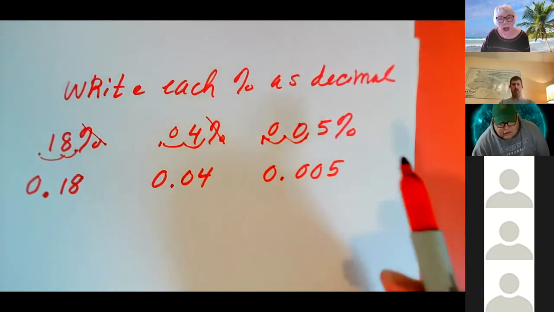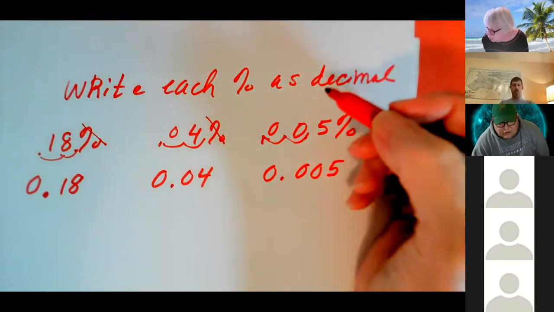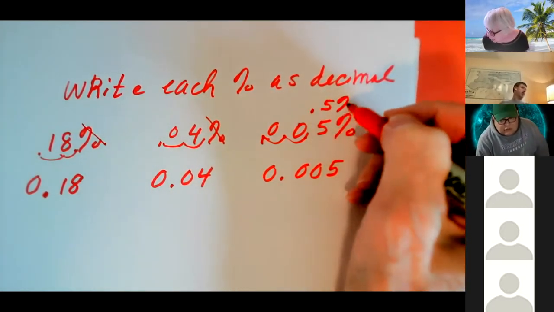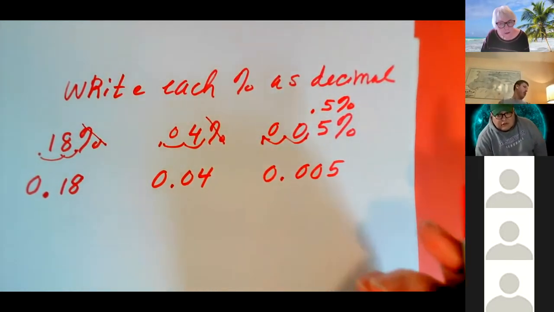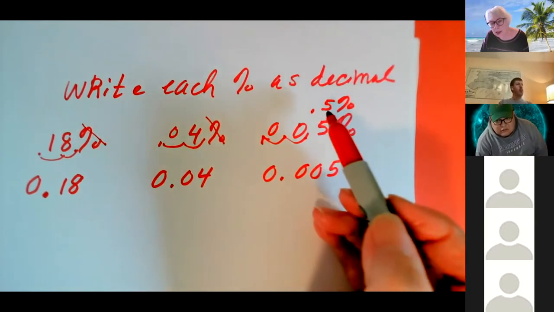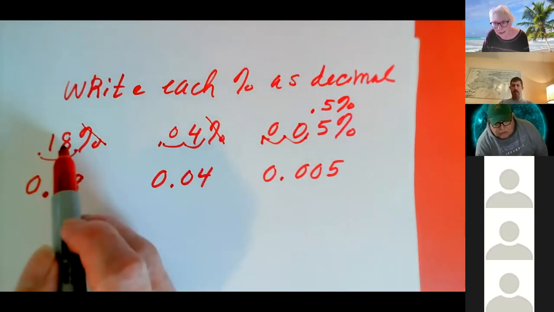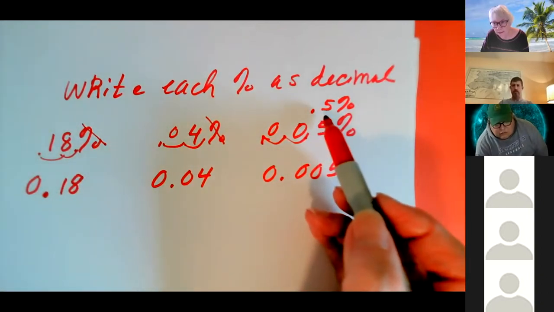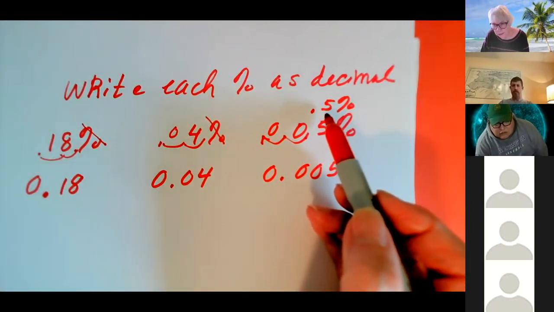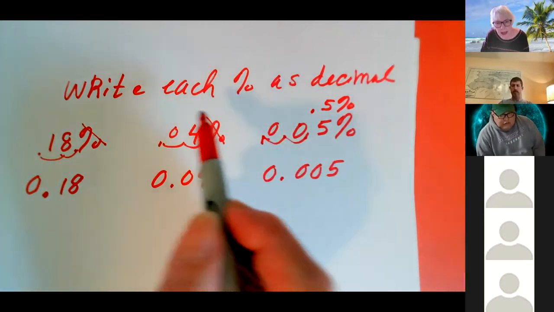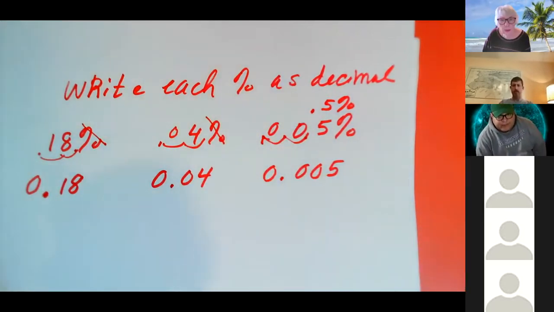I see. So this original problem was 0.5%. So the reason it can't be 50% is this is a fraction of 1%. So it's really small. This is much bigger. 18 is much bigger than 0.5%. And so it's the same exact approach.